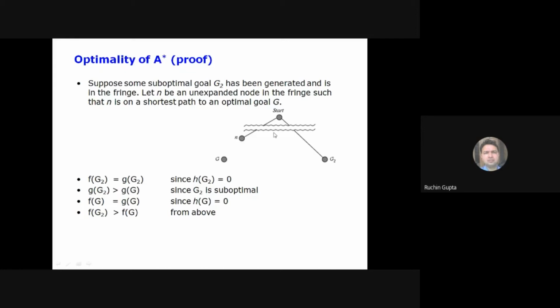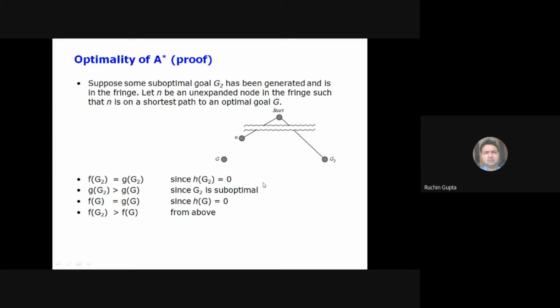So we are saying that the fringe has what? It has the nodes which are to be expanded further. So for a given problem, we have a goal node G, and we have a solution that goes through the node N, and that is the optimal solution for the given problem. Simultaneously, we suppose that there is some suboptimal goal G2 available on some other path of this search tree.